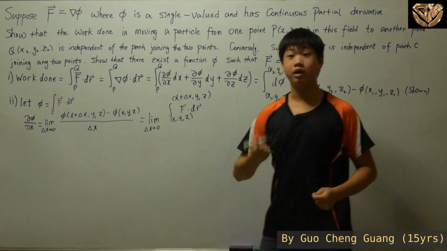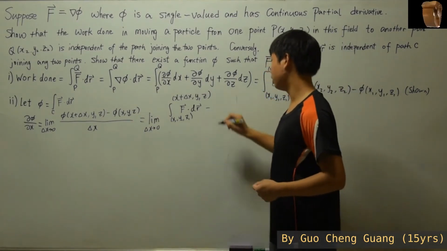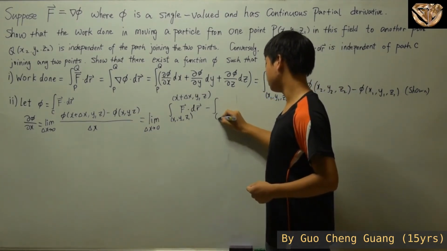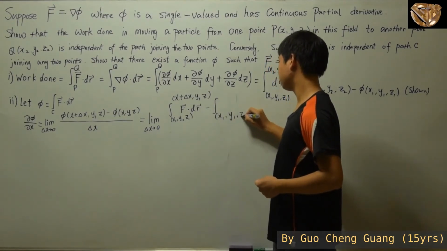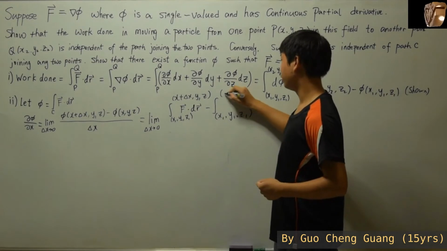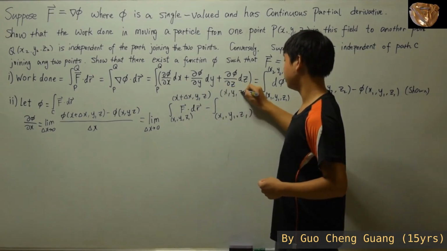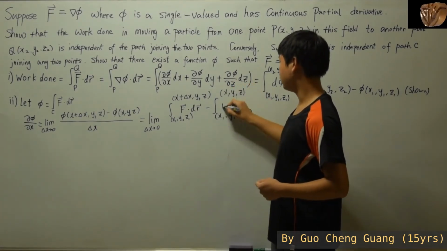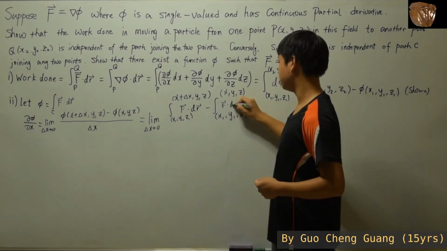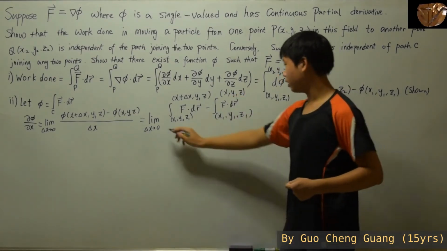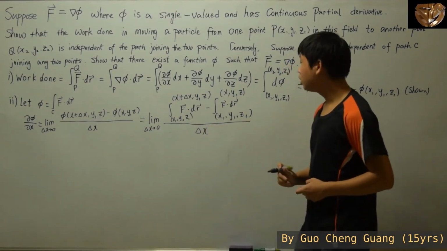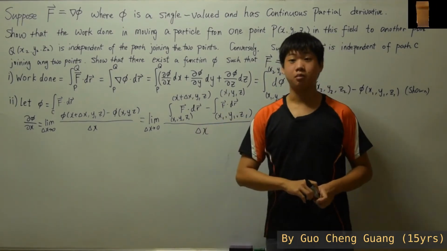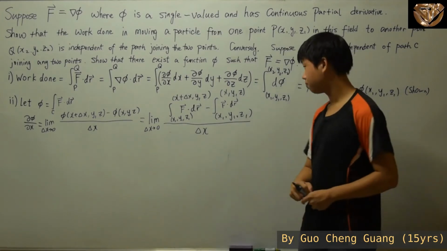For the second part, we do the same thing. So you have minus the integral from x1, y1, z1 to x, y, z of f dot dr. Then of course you divide this by delta x. Okay, so now that we have this step, how do we continue this?